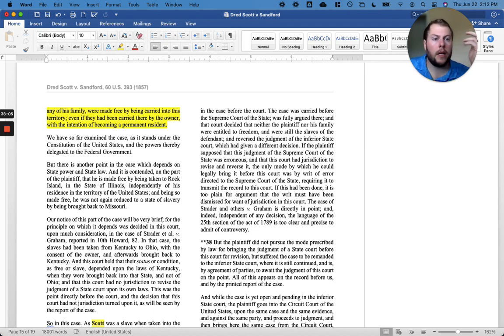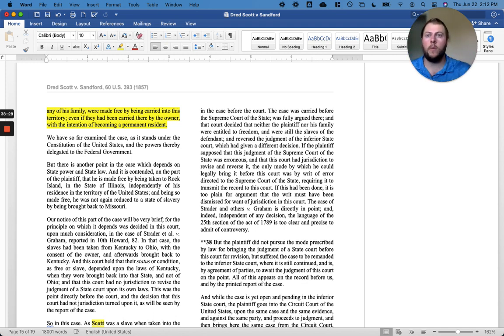He makes that argument, and the court takes it upon themselves to say, no. Actually, this law that you're relying on to say that you're a free man is actually inhibiting and depriving slave owners of their property rights. So actually, we're going to go ahead and try to strike this law down without really any reason to do so.